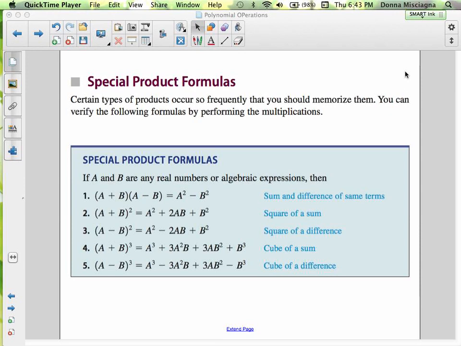Welcome to Special Product Formulas. Certain types of products occur so frequently that you should memorize them. You can verify the following formulas by performing the multiplications. Right? And we can do that if you'd like. So let's look at the first one.